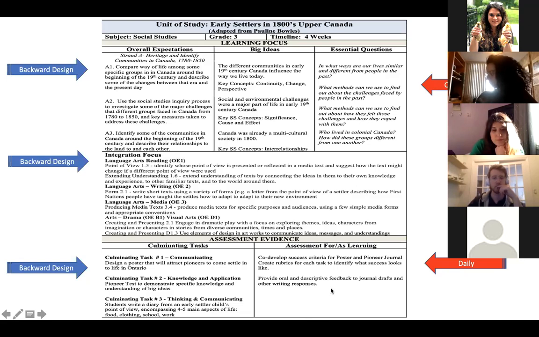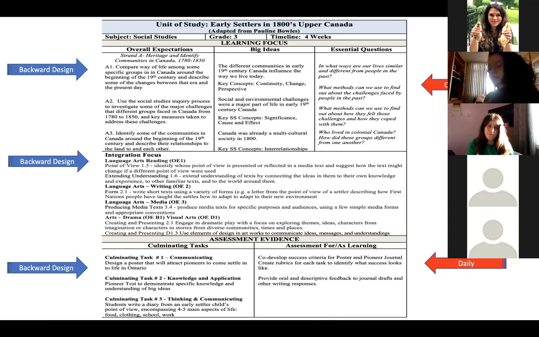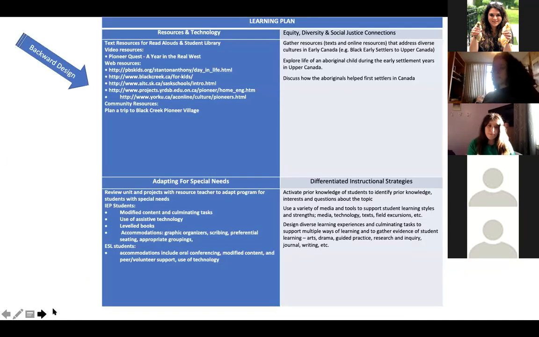And I've gone even deeper with the assessment here. So she is saying she's going to co-develop success criteria for the poster and for the journal. And she is going to create rubrics for each task. And then she is throughout going to provide oral and descriptive feedback as they go through the journal process. Okay, so that's the first part of this overall unit. The second part then is now she's thinking, I've got my big ideas and I know what I'm gonna teach.